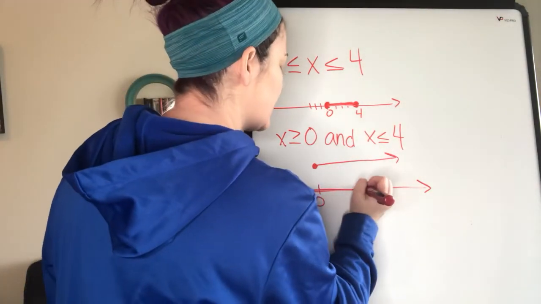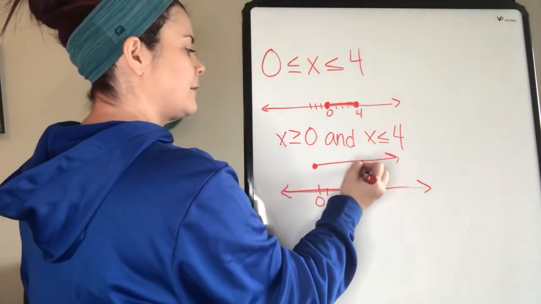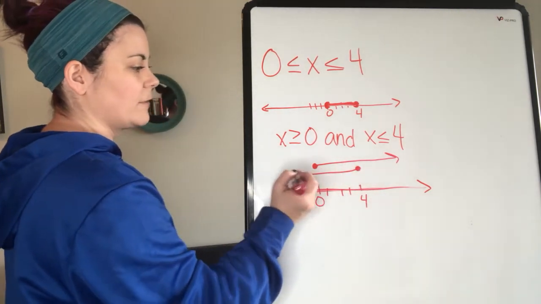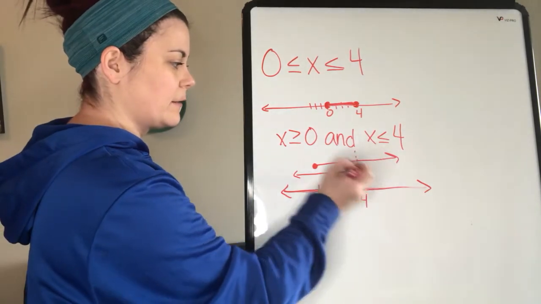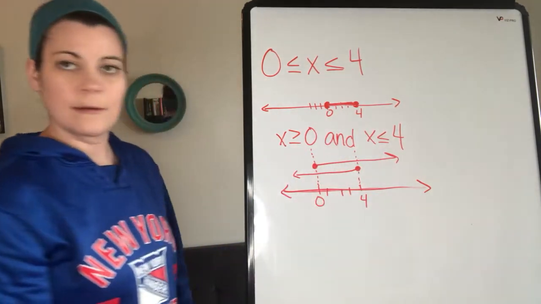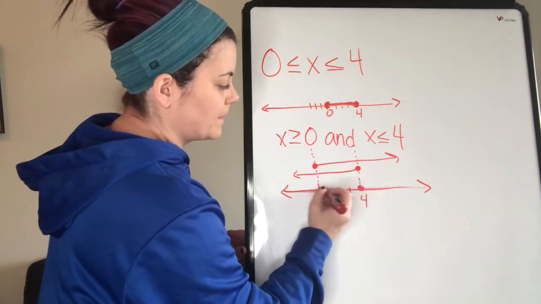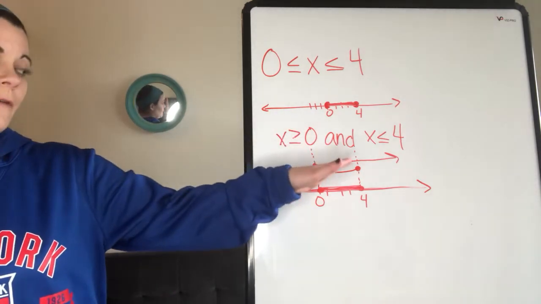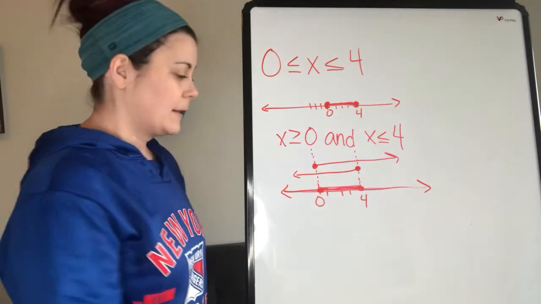And then 4, so 1, 2, 3, 4, here's 4. X is less than or equal to 4. So it's a closed dot, but it's shaded to the left. And then you can see, oh, well, here is where everything overlaps. So that's what I graph on my solution. I overlap it, and I graph it like that. Okay, so if it's written like that, you can graph them and then look for the overlap there. Okay, so that's how you graph an and.